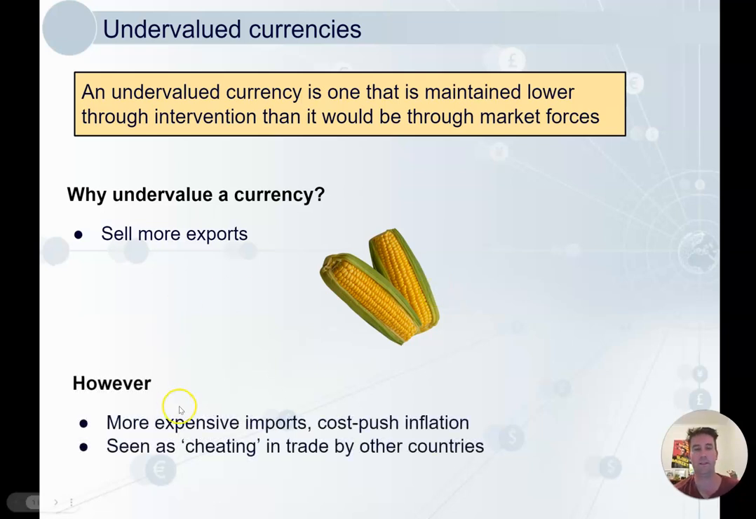The obvious flip side to this is the more expensive imports. And if you get more expensive imports, that's going to lead to cost push inflation, right? That's when the short run aggregate supply curve will shift to the left. And it's also seen as cheating in trade by other countries. So in the past, countries have accused each other of artificially lowering their exchange rate in order to boost their exports and stimulate their economy. And their trading partners have said, look, wait, that's not fair. That's sort of trade protection. You're protecting your exporters like that. And that can lead to trade wars.